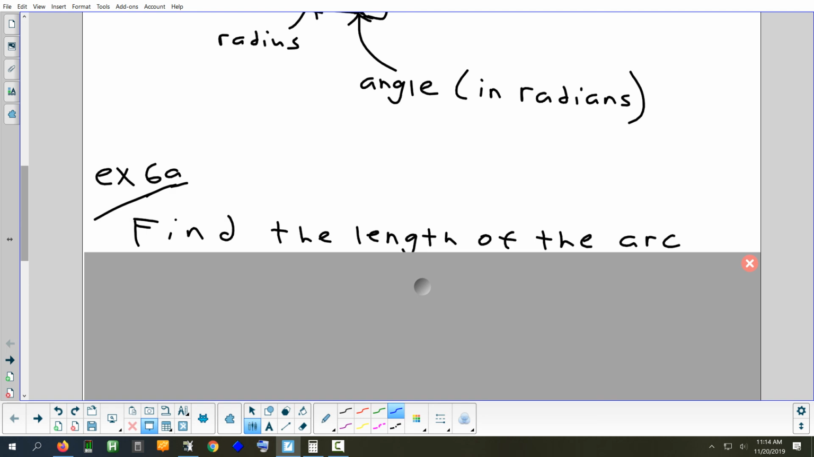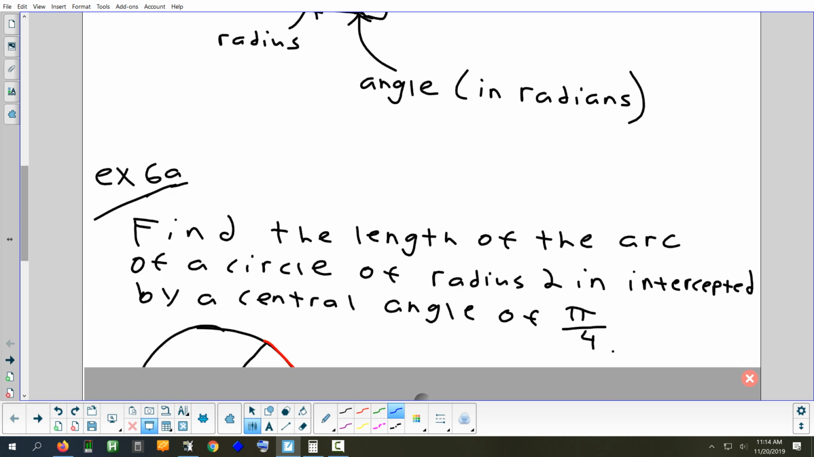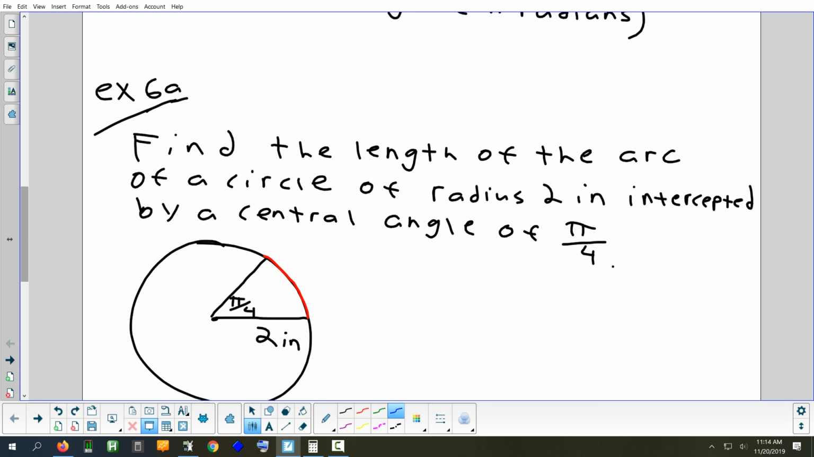Right. Let's try an example. I think we left off with example 5 yesterday. If you want to start example 1, you can, but I just continued. So this is a problem where they write everything out and they give you a picture. It says, find the length of the arc, that's what's in red, of a circle with a radius of 2, and the size of the angle inside the circle is pi over 4.